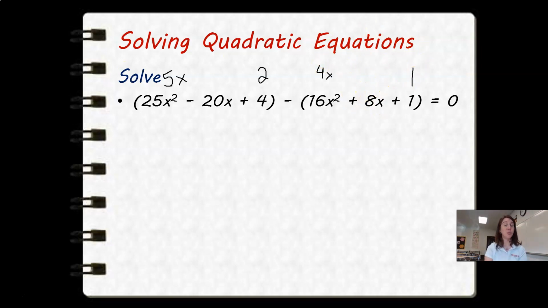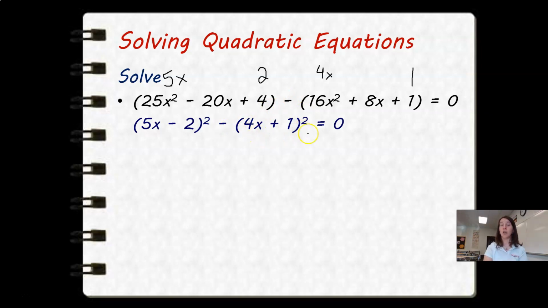So how would my first parenthesis factor then? It's going to be 5x minus 2 squared. Why is it a minus? Because that middle sign goes into the middle sign of your parenthesis. The minus that was in between the parentheses stays as the minus sign in between the two parentheses.